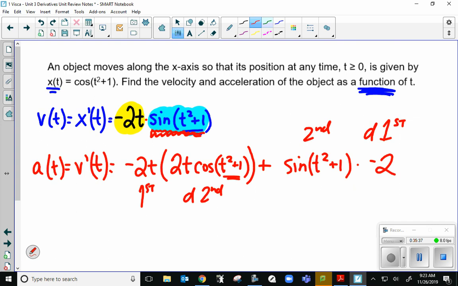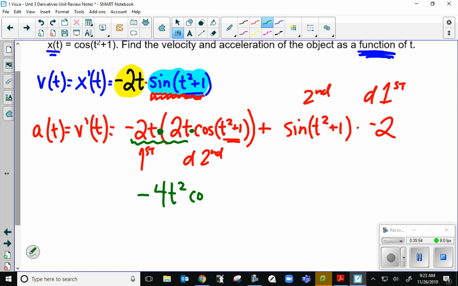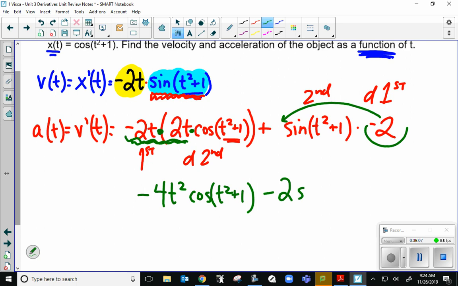All right, so let's combine anything simple that we can, and let's not overcomplicate things. I'm multiplying negative 2t times 2t times cosine of t squared plus 1. I can multiply these. I get negative 4t squared cosine of t squared plus 1. All I did was multiply these two. You can't do anything more. This, I'm just going to put my number out front. So instead of plus, it's going to be minus 2 sine of t squared plus 1. That's a legit acceleration right there.